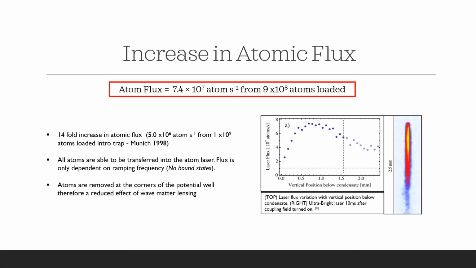The reason for this high flux was the vast improvements on the flux limiting processes associated with the state-changing output coupling mechanisms previously mentioned. In regards to the matter wave lens effect, all of the atoms are removed at the corners of the potential well, where the tilt allows them to fall out under gravity.